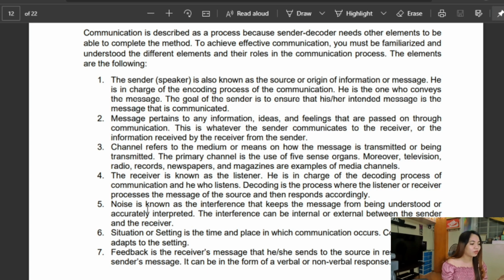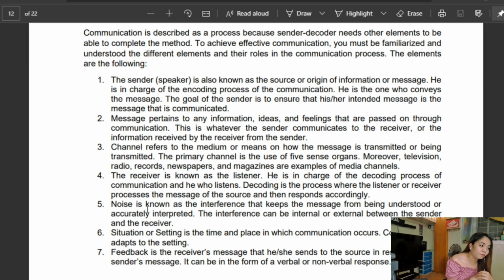Next one is noise. Noise is actually considered to be a barrier of communication. When you say barrier, these are elements which interfere with the communication. Noise could be internal or external. When we say external noise, these are the physical noises such as a noisy neighbor, or the loud sound of the radio or TV, and so on. But when you say internal noise, it is something that is felt either by the sender or the receiver emotionally.